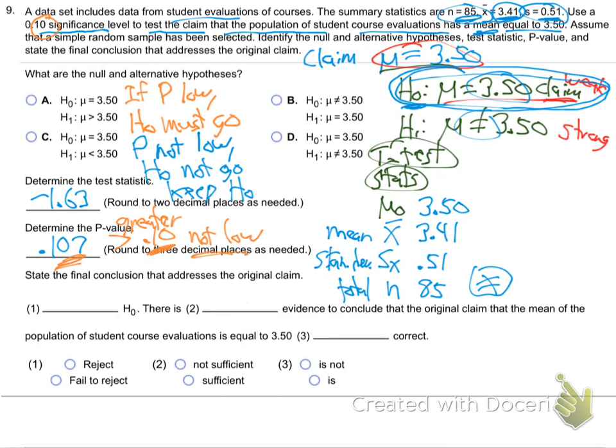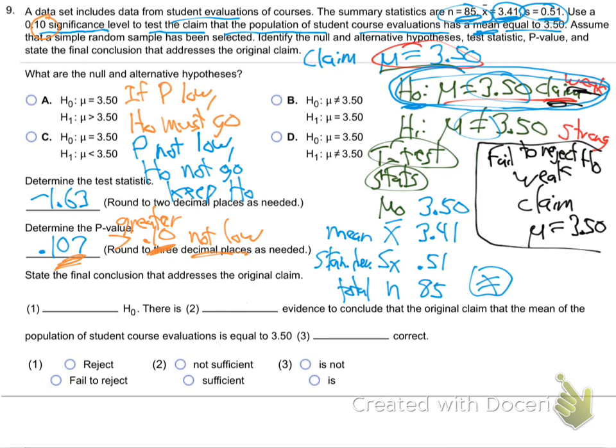Let me write it over here. It's a weak conclusion, right? Weak. We agree with the claim that mu equals 3.50. Basically, there's not enough, and we fail to reject H0. So we keep H0, we fail to reject it. It's weak evidence. There's not strong evidence. If it was strong, we would go with H1.